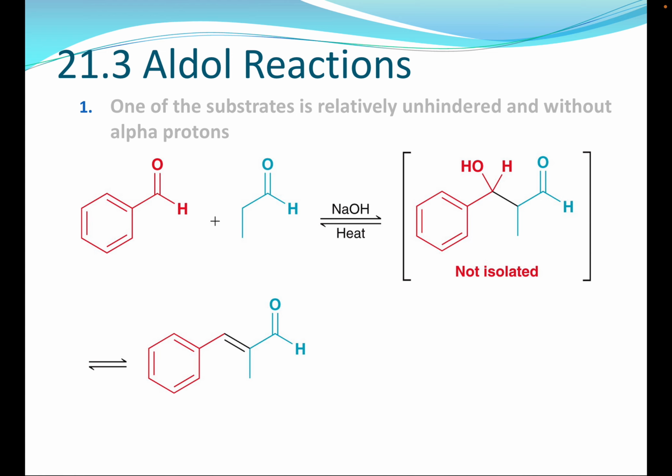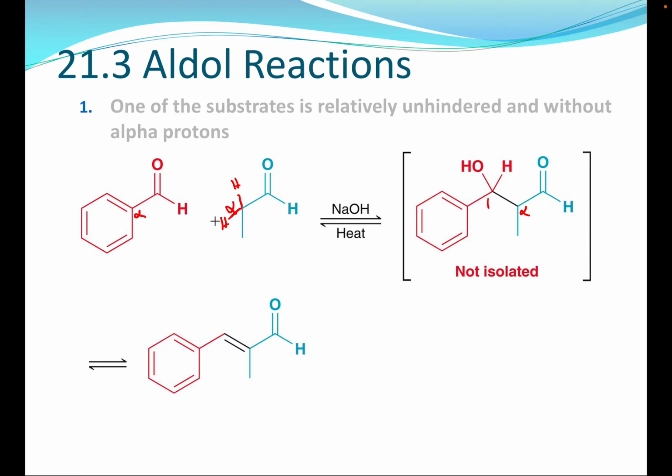Here's another example with a much larger aldehyde that does not have any alpha protons. We still only have our propanal, to use the proper term, having the alpha position that has available protons. The alpha position on the benzaldehyde doesn't have any protons attached to it. So we do not have to worry about it being deprotonated and acting as a nucleophile. So here we see our aldol product.